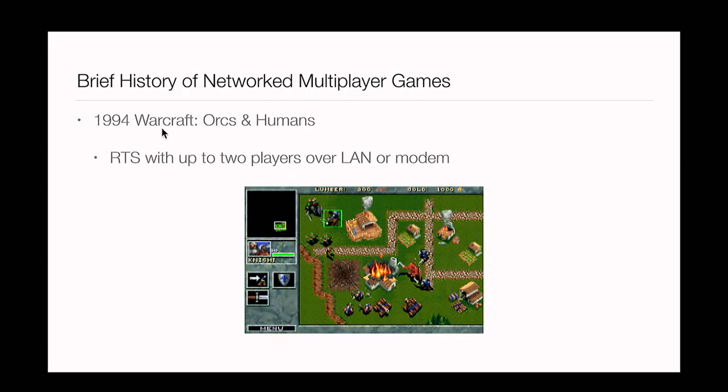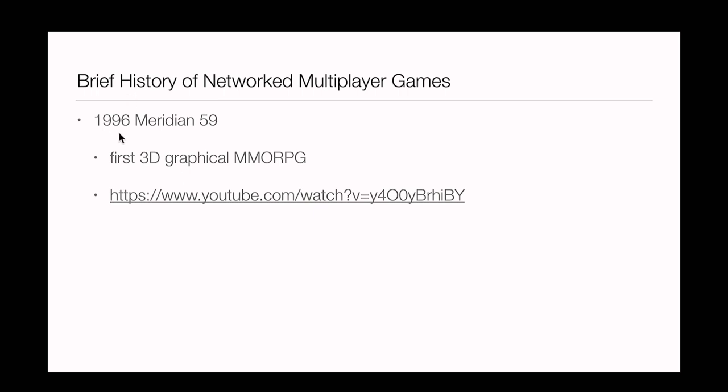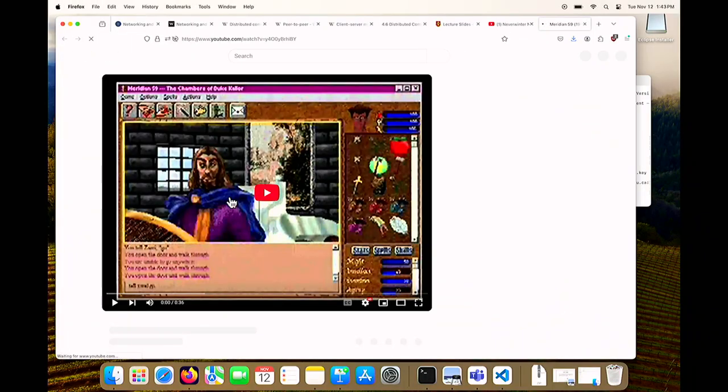Warcraft, the first version of Warcraft, was one of the early real-time strategy games with up to 2 players over a network. And of course, Warcraft now, there are many versions of Warcraft, and World of Warcraft is extremely popular still. Right, 1996, a game called Meridian 59 showed up. This was your first MMORPG that had 3D graphics. Right, so Neverwinter Nights, 2D graphics. We finally get 3D graphics in the 90s.